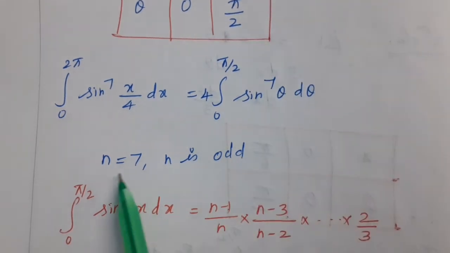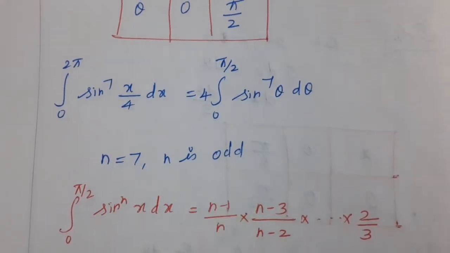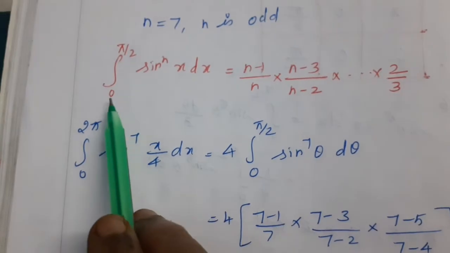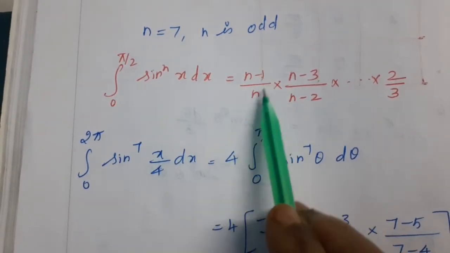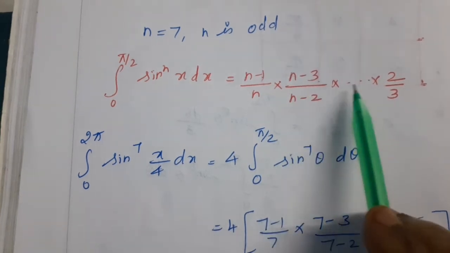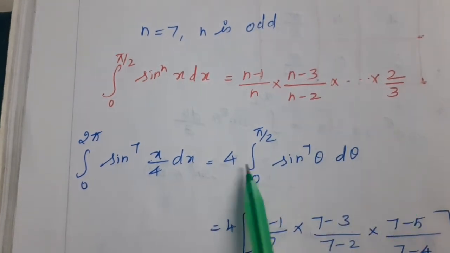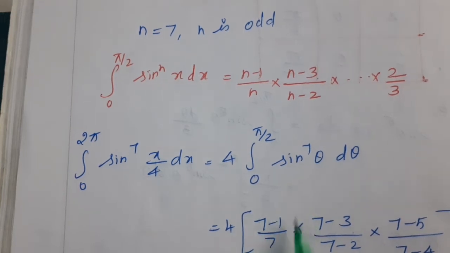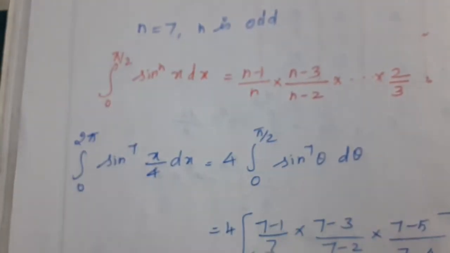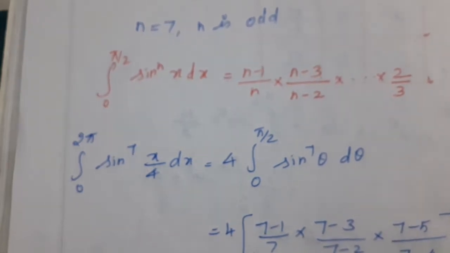7 is nothing but what? An odd number. N equal to 7, n is odd. What is the formula? Again the same: integral 0 to pi by 2 sin power n x dx is equal to n minus 1 by n, n minus 3 by n minus 2, etc., up to 2 by 3. So write the question the same. Now 4 into 7 minus 1 by 7 into 7 minus 3 by 7 minus 2 into 7 minus 5 by 7 minus 4.